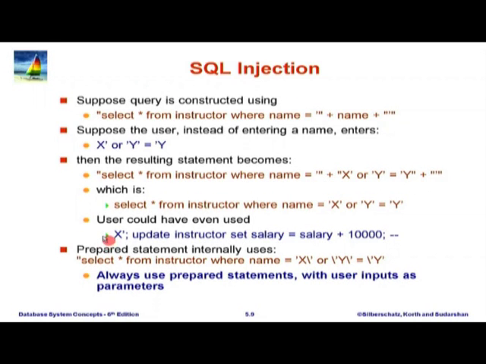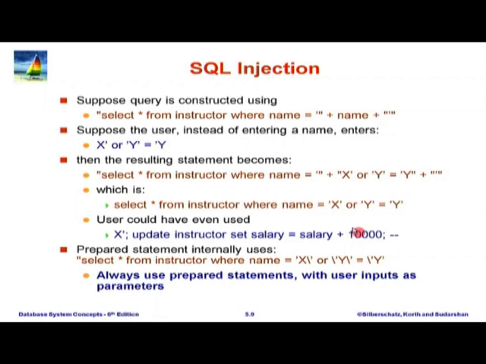The hacker could have done this. Could have said X quote semicolon update instructor set salary equal to salary plus 10,000 semicolon dash dash. What is this last dash dash doing? It's starting a SQL comment. So this extra quote which would have been added here will go inside the comment and gets ignored. So the first part of the query ends up saying select star from instructor where name equal to X. And that semicolon terminates that query. That's fine. The second thing does an update query.